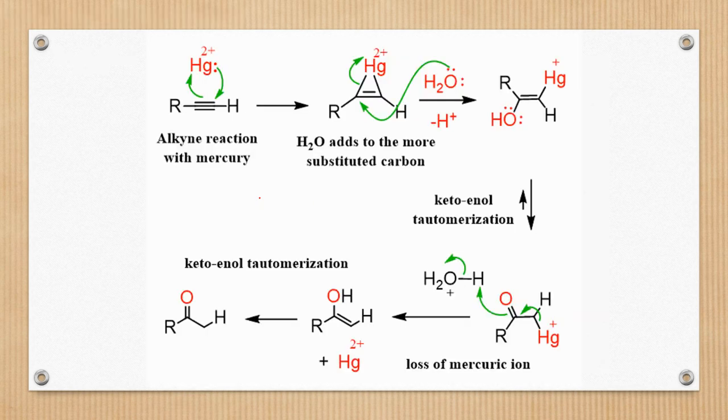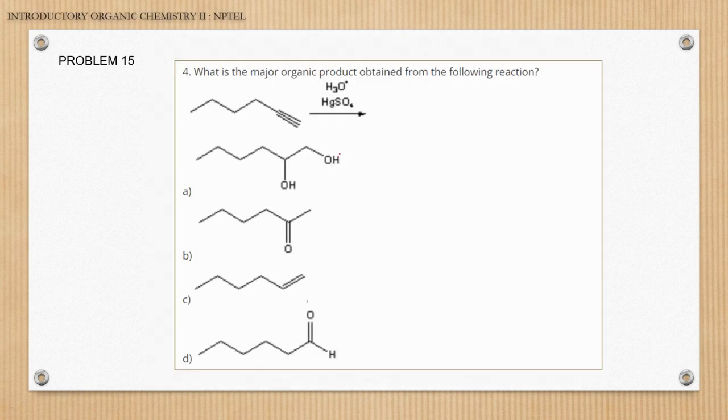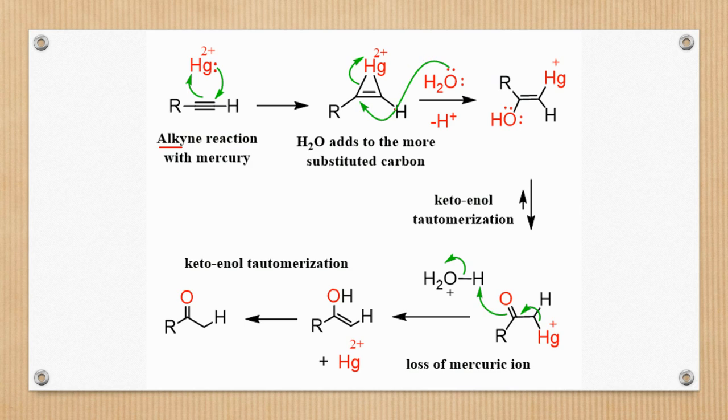Let me give you a hint. So here, what will happen in this reaction mechanism? If you have an alkyne in the system, the mercury will bind to it and form a cyclopropane kind of ring. It will add to it, and then the water, that is hydronium ion here, will attack one of the carbon atoms and break this cyclopropane ring.